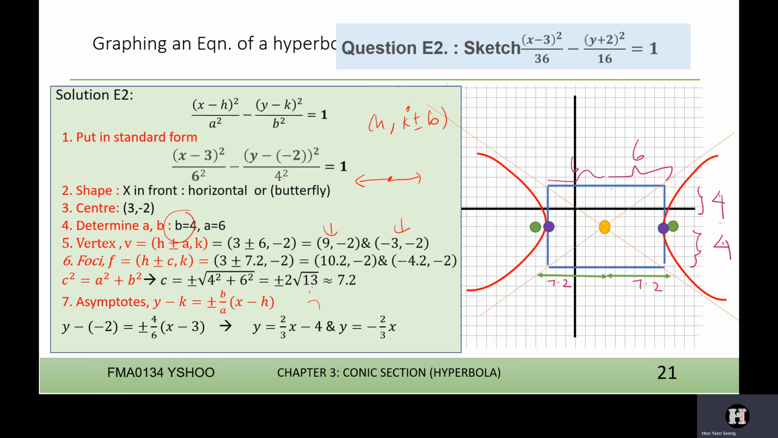But now our k and h are not 0, so if you want the final version of your asymptote, remember this is plus minus, so what you need to do is y plus 2 equals 4 over 6 times x minus 3. So you multiply, then you will get this one. Then the second asymptote will be y plus 2 equals -4 over 6 times x minus 3. You expand this and do simplification, and you will get the second one.